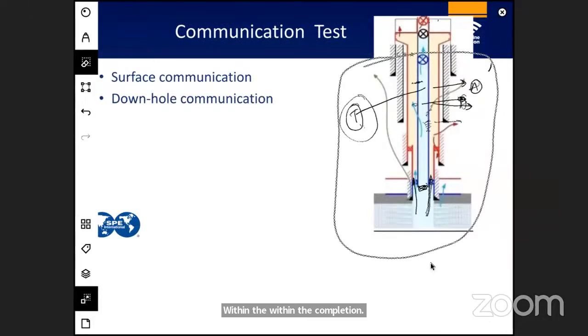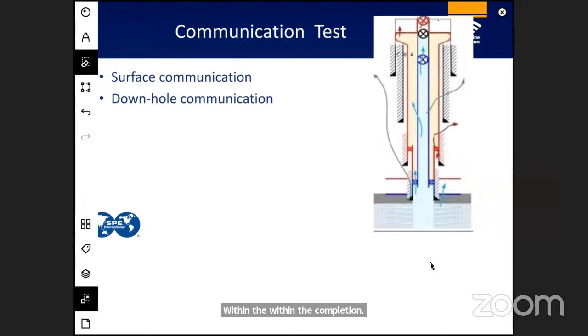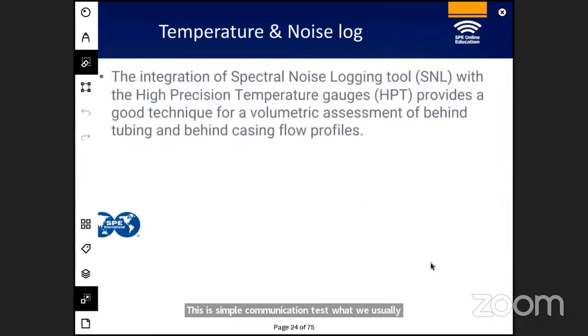Any question on this? This is the simple communication test that we usually do. If no question on this one, then I'll move forward to the next diagnostic, which is called the temperature and noise log.